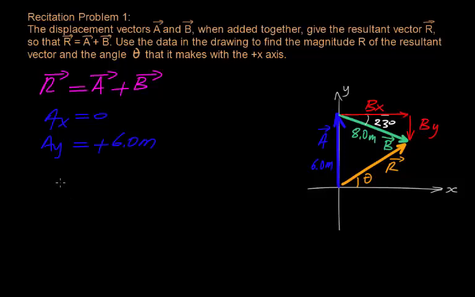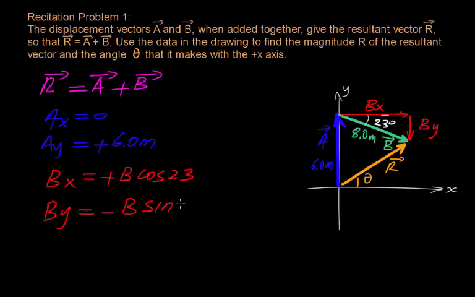Bx is adjacent to the angle, therefore Bx is going to equal, since it's positive, here's my positive sign, B cosine 23. By is going to be, notice it's negative, therefore here's the negative sign, B, that one took the cosine, the other one automatically is going to take the sine, 23. Since B is equal to 8, this one is going to be 8 cosine 23, and this one is going to be negative 8 sine 23.